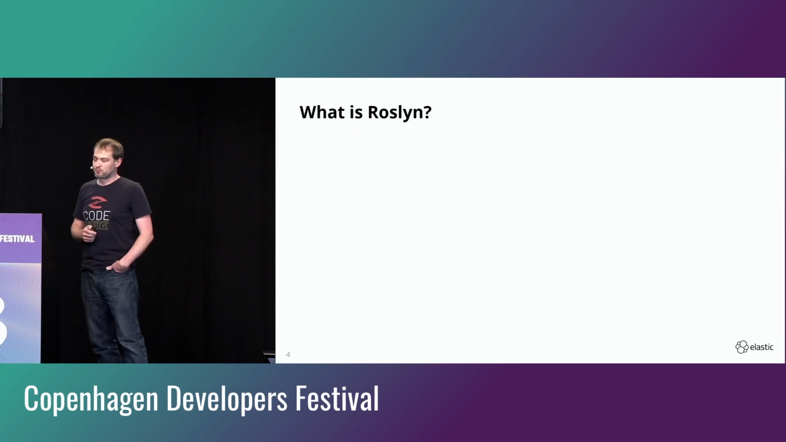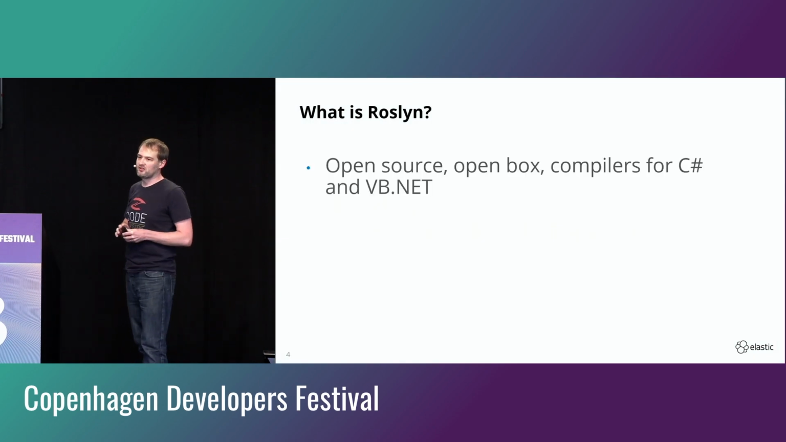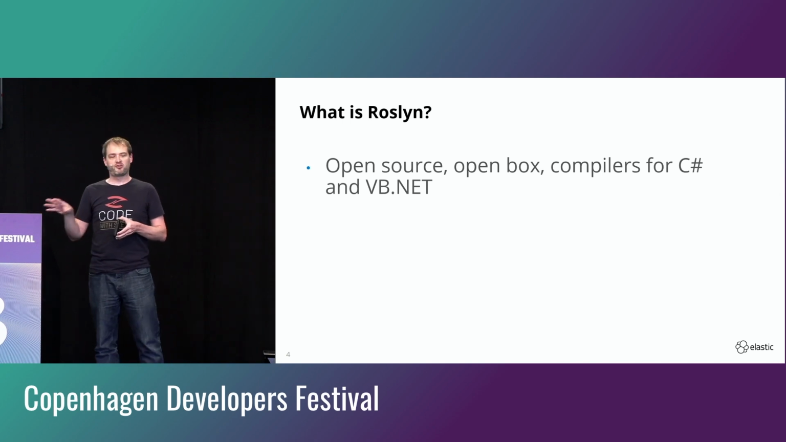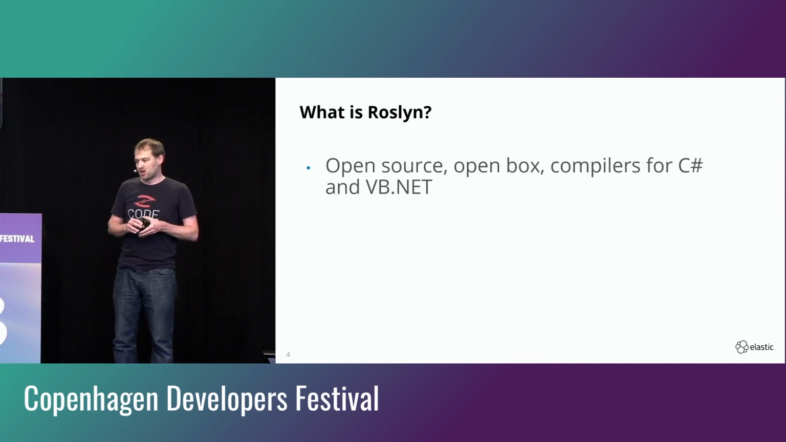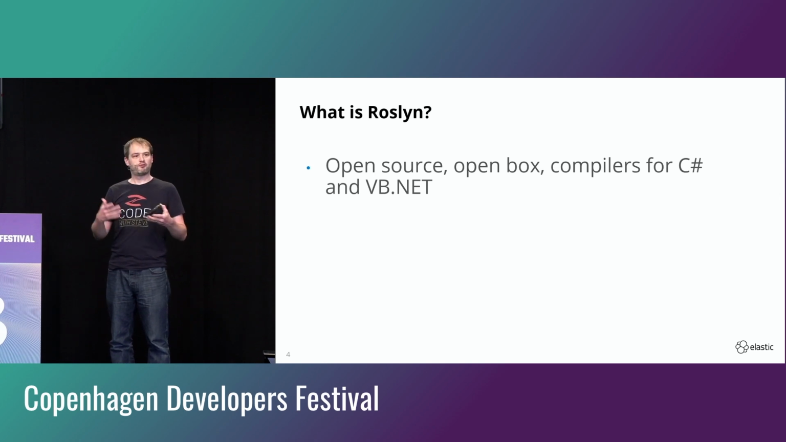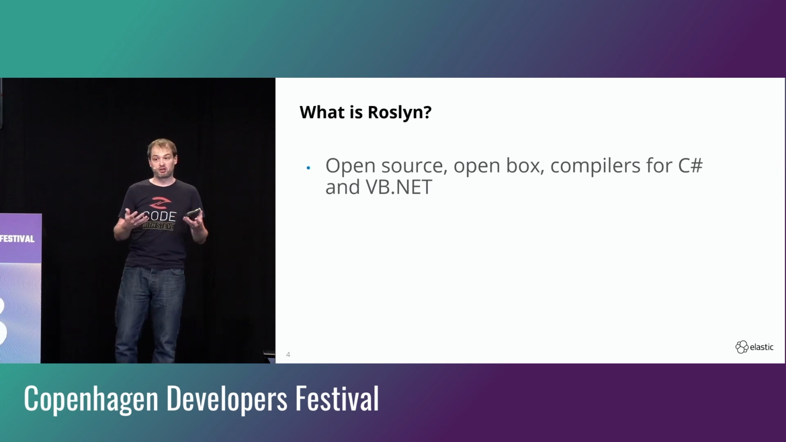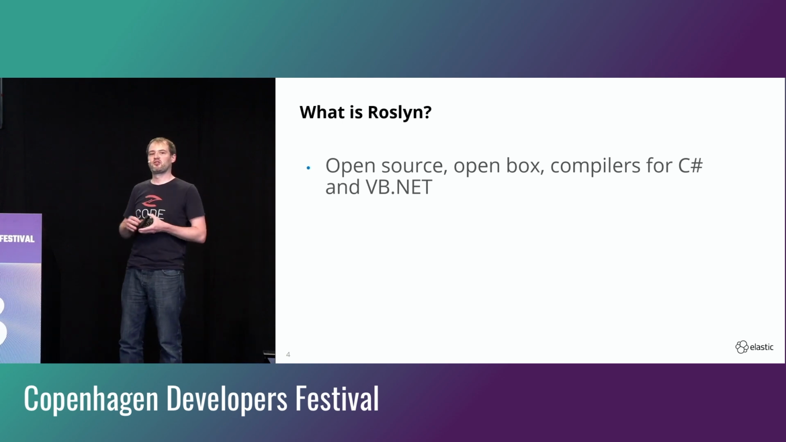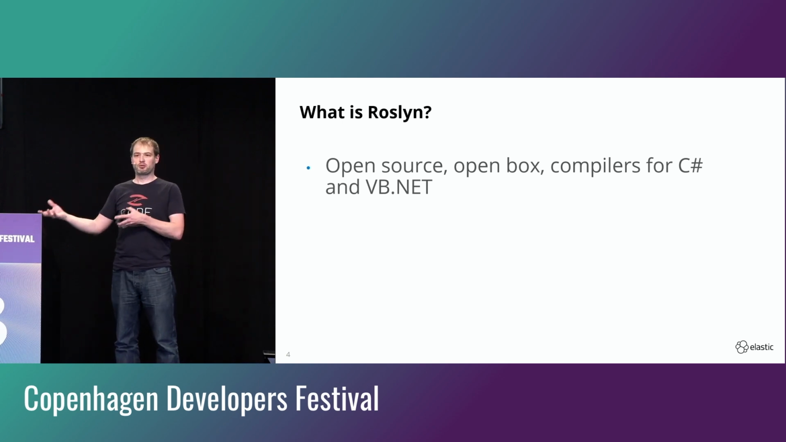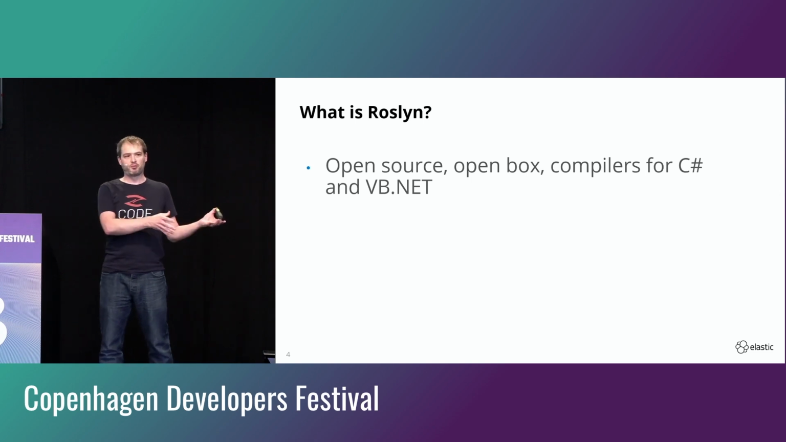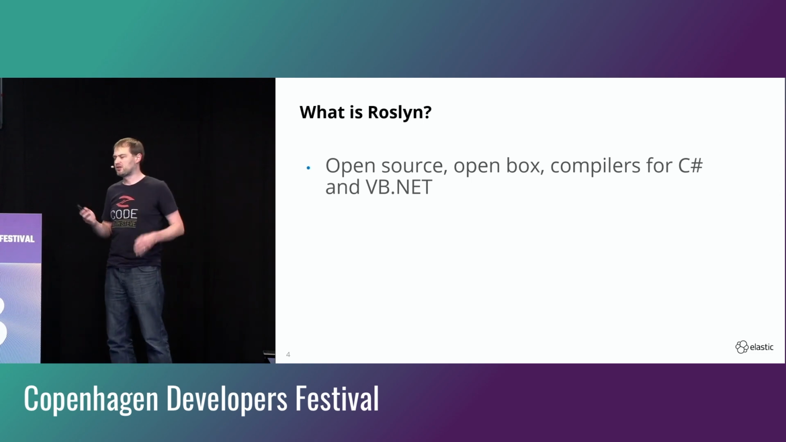So what is it? Ultimately, Roslyn is a set of open source, open box compilers, specifically for C# and VB.NET. Open source is pretty self-evident, so this code is up on GitHub. You can view it, fork it, modify it, and contribute back to it as well. That's actually quite easy because one of the things that this project did is rewrite the C# compiler in C#, which sounds a bit like Inception. To compile the compiler, you use the compiler that you've just created.